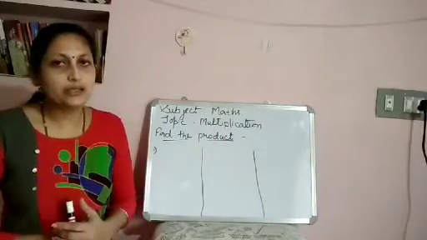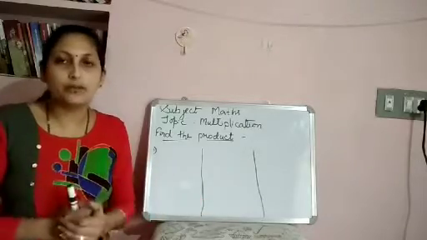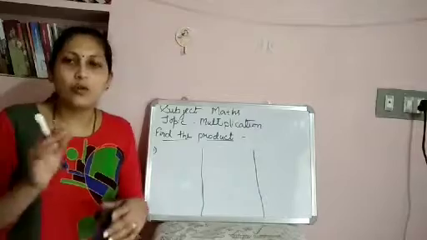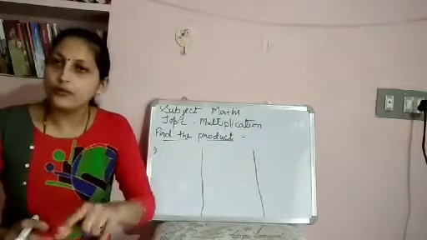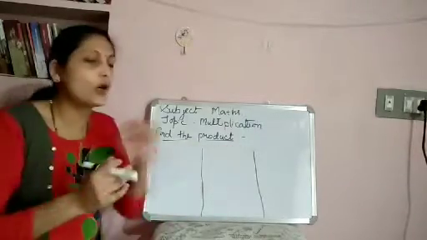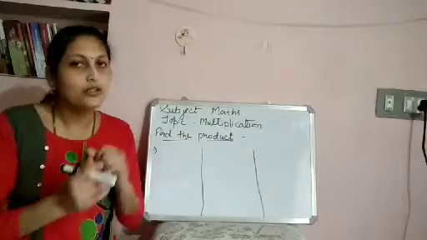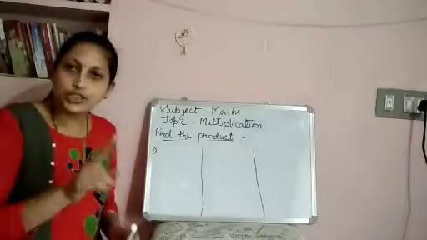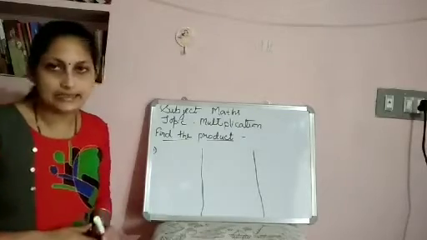Product is nothing but the answer you get when you multiply two numbers. So what answer will you get now? 2 2s are 4. So that 4 is called the product. Now let us see how to multiply two-digit numbers with a single digit.